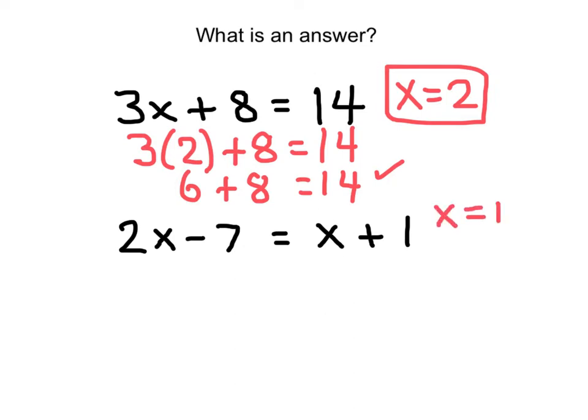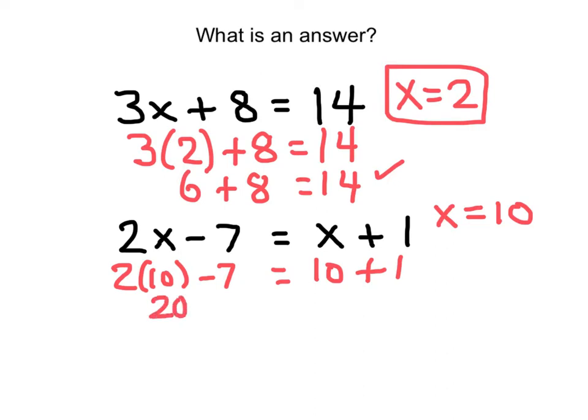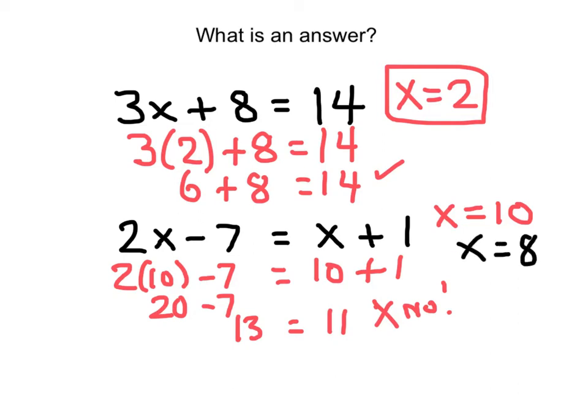Is x equals 10 the answer to our next example? Well, let's see. If I go 2 times 10 minus 7, does that equal 10 plus 1? Well, 2 times 10 is 20, so 20 minus 7 is 13. Does 13 equal 11? And the answer is no, it doesn't. So x equals 10 is not the answer because it doesn't make the equation true. Actually, the answer that makes the equation true is x equals 8.